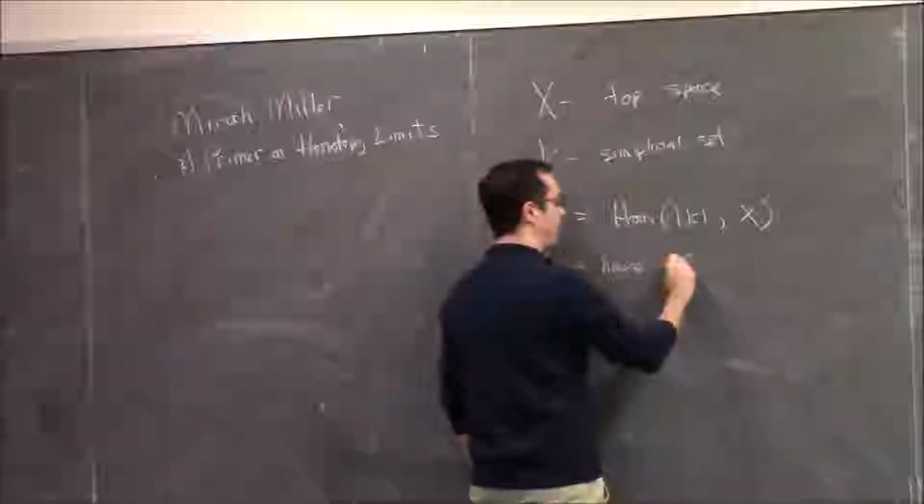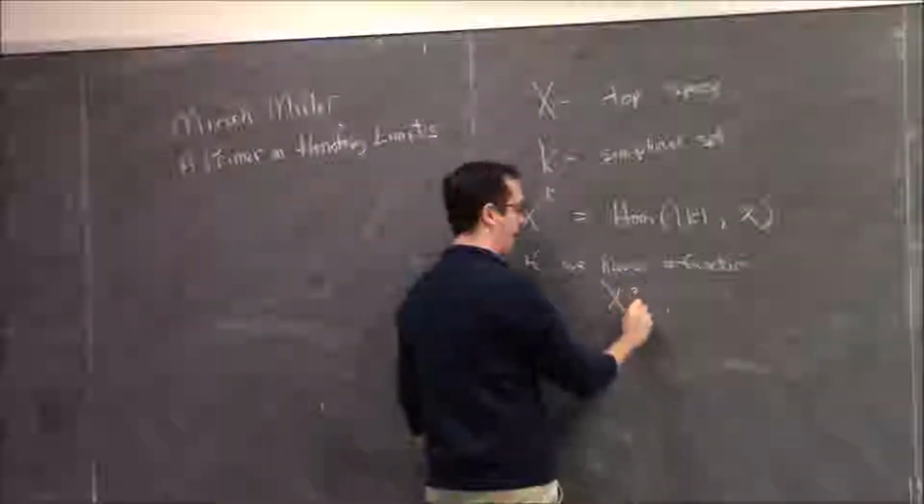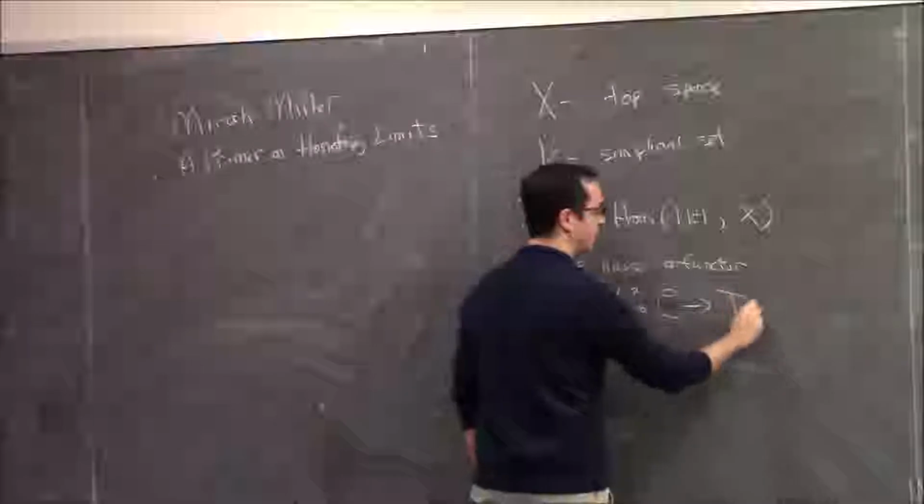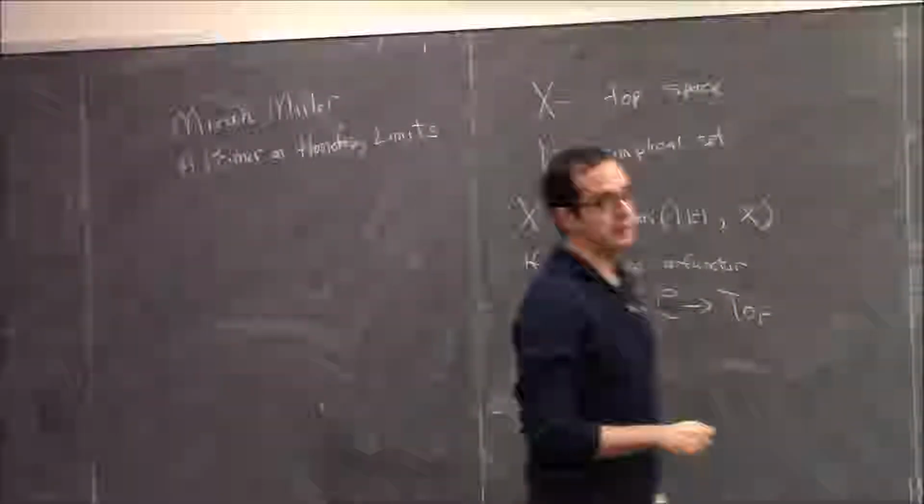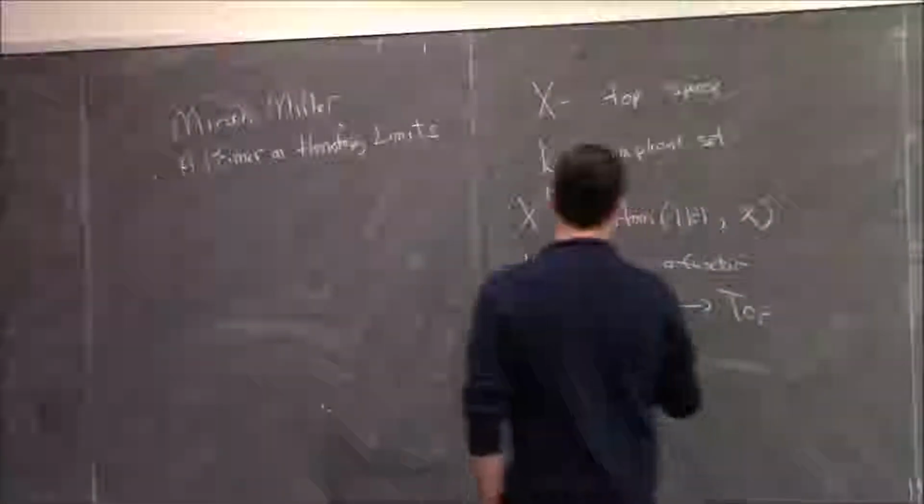And so if we have a functor from a small category into topological spaces, you use a different letter, X is a topological space.